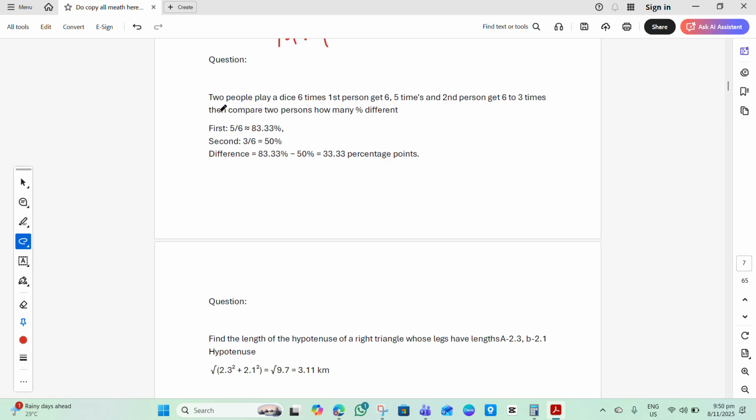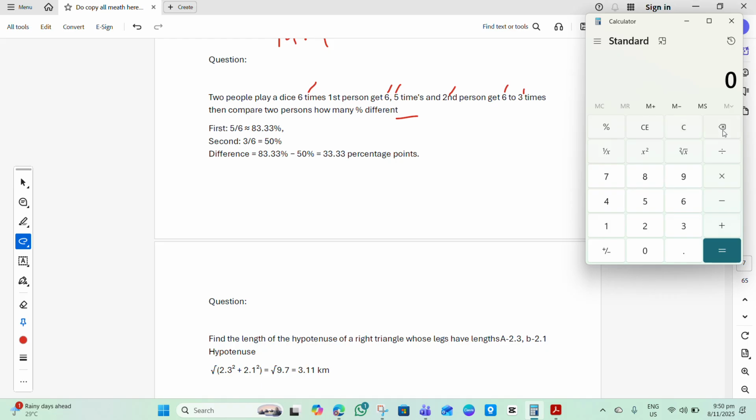Okay, here the question says two people play a dice 6 times. One person gets 5, 6 and 5, and the second person gets 6 and 3 times. Then comparing the two people, how many percent difference? So it is asking for the difference. If we divide 5 and 6, we simply divide. This one is difficult to find the answer without a calculator.